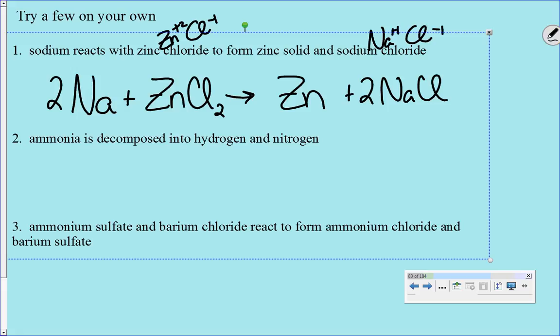Ammonia. NH3 is decomposed into hydrogen and nitrogen. It's important to understand that these are both diatomics. So you're tying in that knowledge of your diatomics.